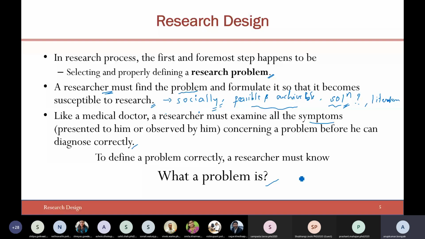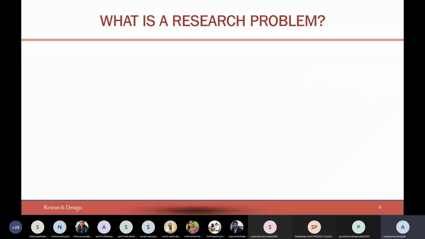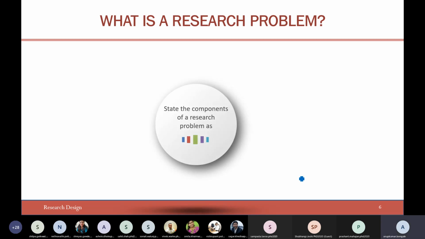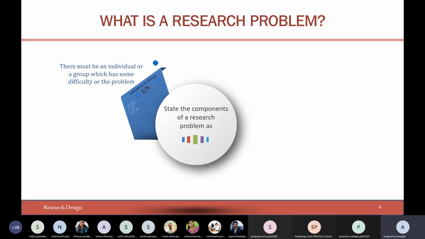Now, what is a research problem? To answer this question, I can answer it in 5 different components. I can state the components of the research problem as, first, with reference to an individual or a group. So there must be an individual or a group which has some difficulty or problem. Now, how do you know that the problem you are considering is worth tackling? For whom are you actually solving this problem?